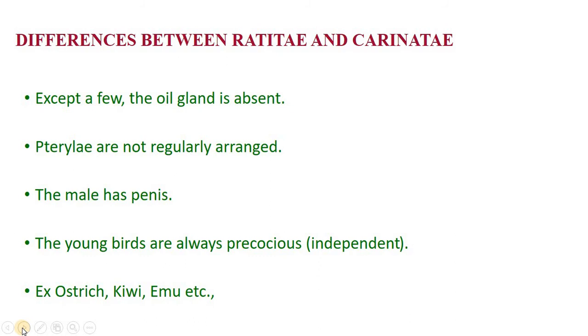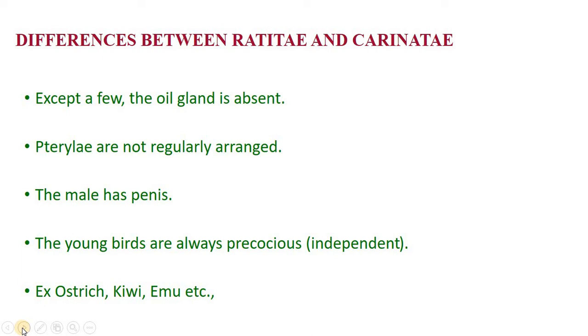Now, further characteristics of the Ratitae: except in a few members, the oil glands are absent. The pteriliae are not regularly arranged; these pteriliae are nothing but the feathers, not regularly arranged. The male has a penis, that means the male has the copulatory organ. Unlike the Carinatae, which don't have the copulatory organ, here the males possess copulatory organs.